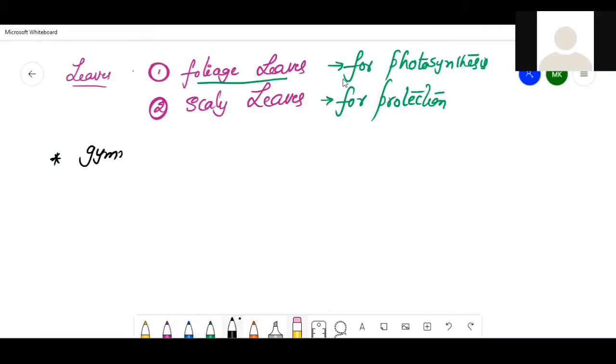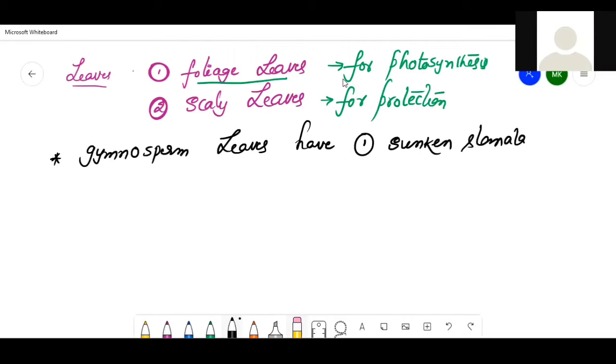Gymnosperm leaves have two points. One is sunken stomata. Sunken stomata means it will prevent water loss. Additionally, they have cuticle on the leaf, and these leaves are needle shaped.